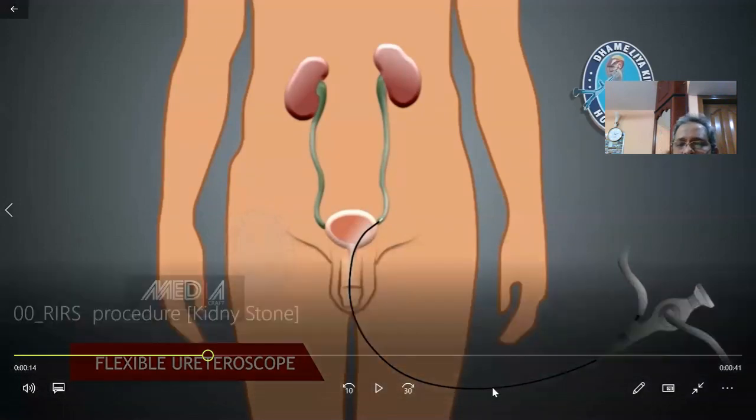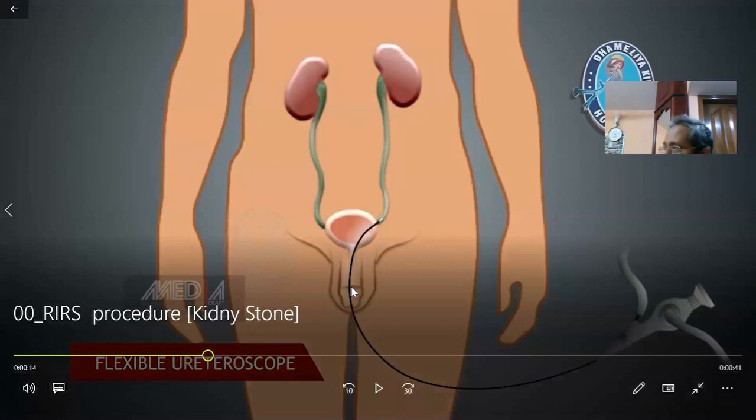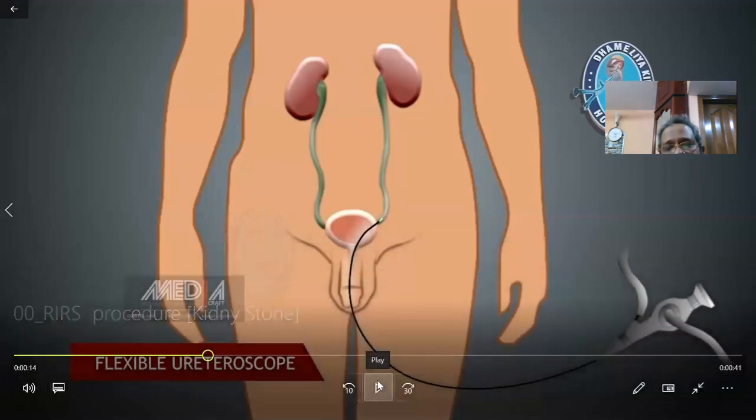It is a flexible endoscope. From the urethra, it goes to the bladder, and then enters into the ureter. And it is very thin, so it can easily reach the renal pelvis.